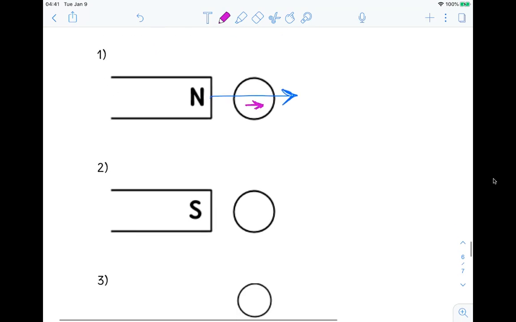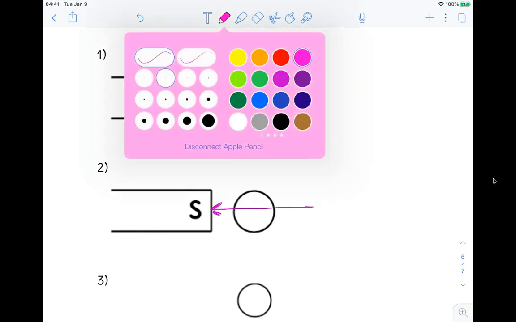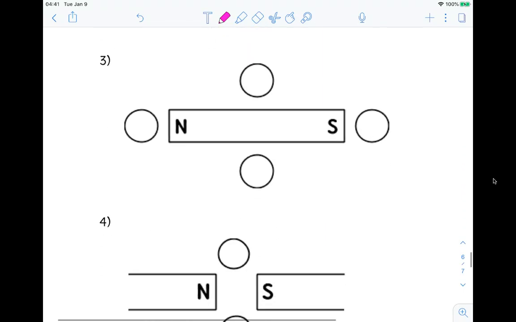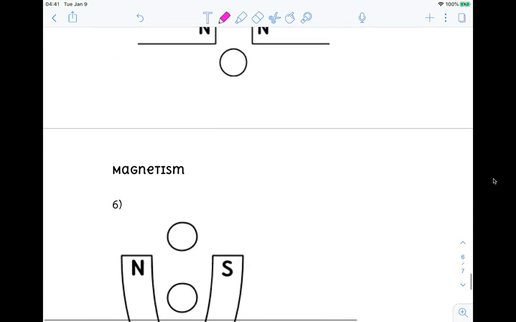Again, if we go with, let's say, the south, we know that my south always points inward. The field always points inward. And if we do that, then we know that my compass always has to point this way when next to a south. If you look at a different one, you could figure out all of those.